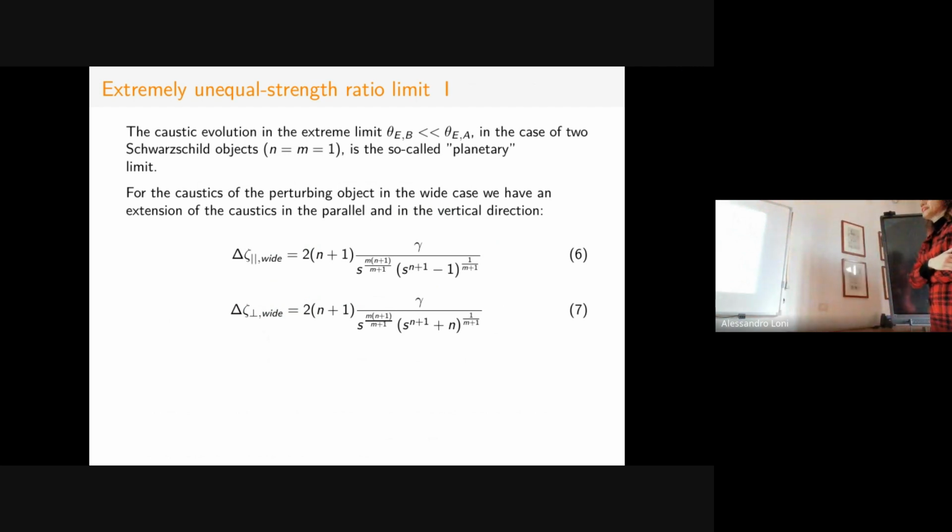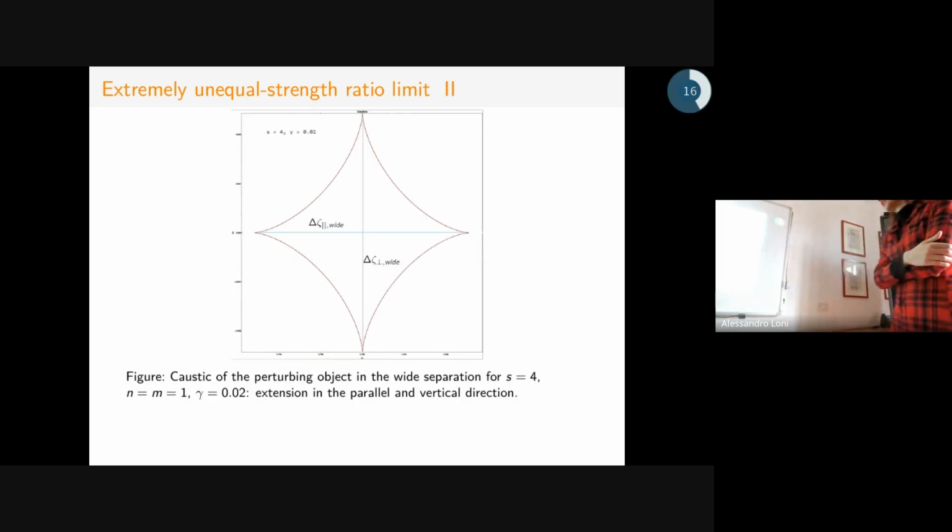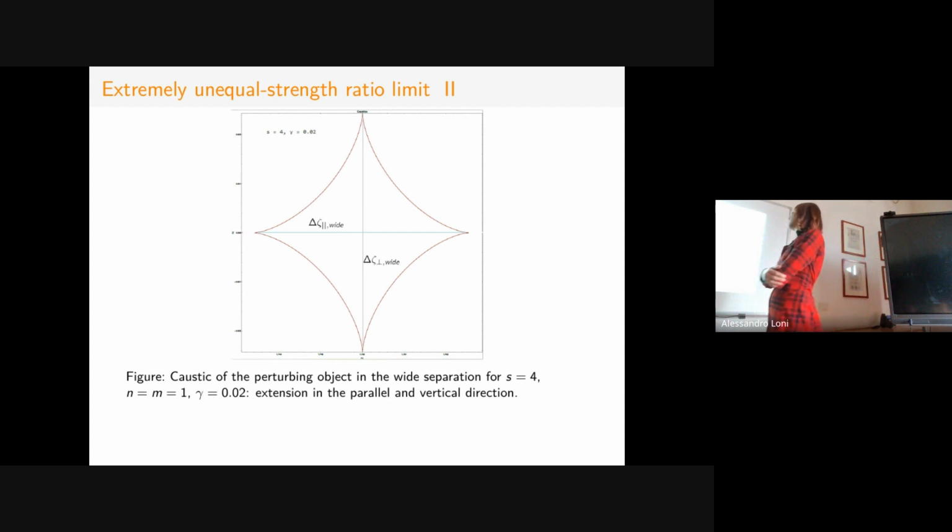Then we have another case, which is called the planetary limit. It's called planetary limit because it's the case in which we have one lens much smaller than the other one, in the case of two Schwarzschild objects. In this case, we were able to recompute, only in the wide case, the extension of the caustics. So the behavior in this planetary limit is this one. We have an extension of the caustic in the parallel and the vertical direction.